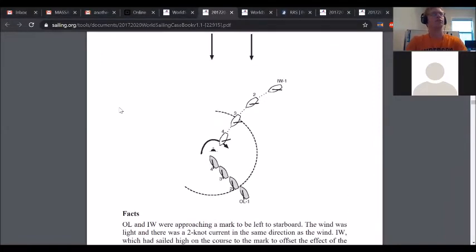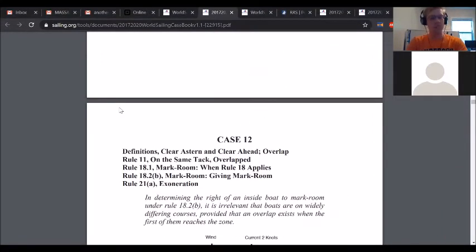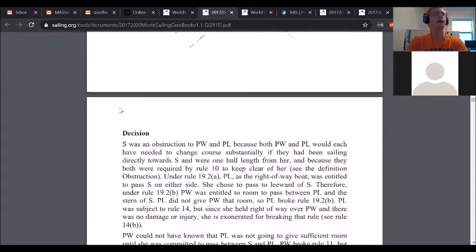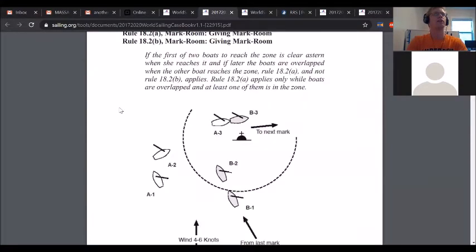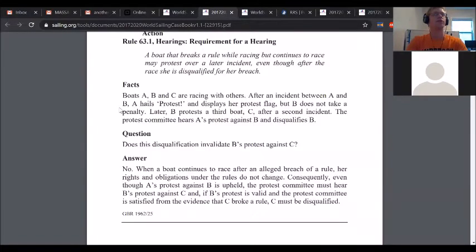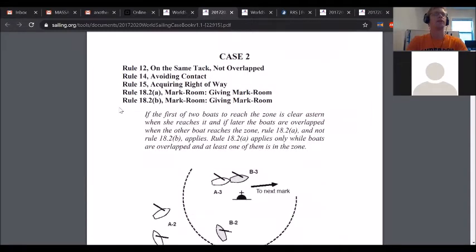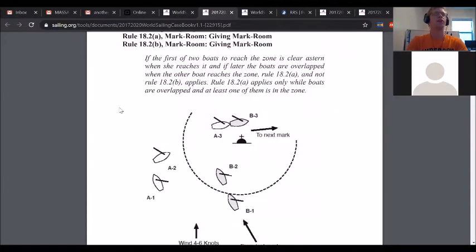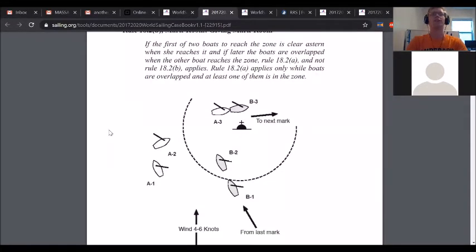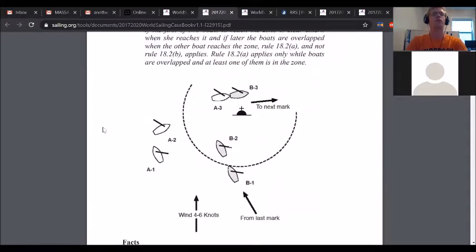I believe this was case 12. Let's back up to case 2. We've got something else to look at. We will slowly scroll down so we don't see the answer. All right, so I don't know. I would have expected World Sailing to be universal in their wind direction, but we have the wind coming from the bottom of the page for some reason.